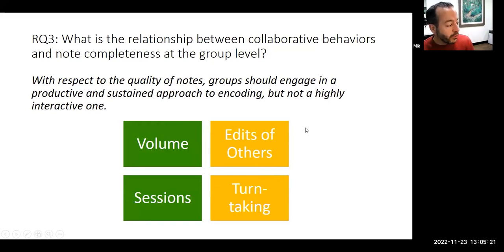Okay, and then the third result is, what is the relation? The question was, what is the relationship between collaborative behaviors and note-taking completeness? So basically, how does encoding affect storage in a collaborative document? This is at a group level, because we can only look at completeness at a group level. So with respect to the quality of the notes, the quality of the storage, groups should engage in a productive and sustained approach to encoding, but not a highly interactive one.